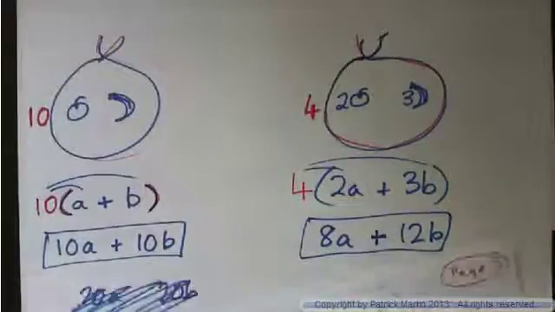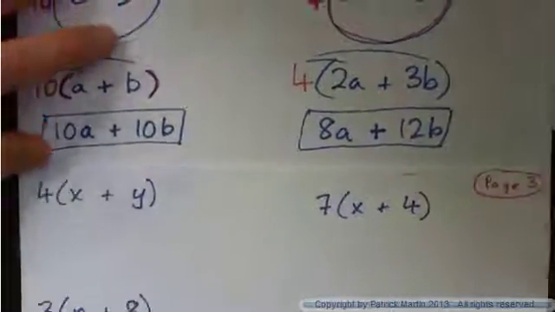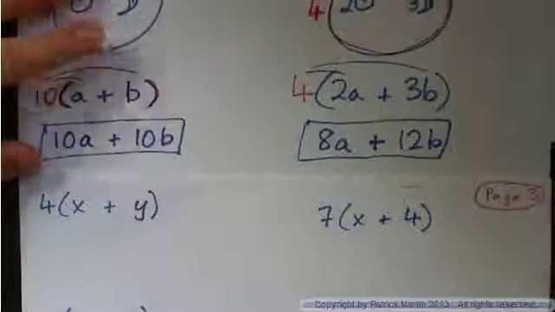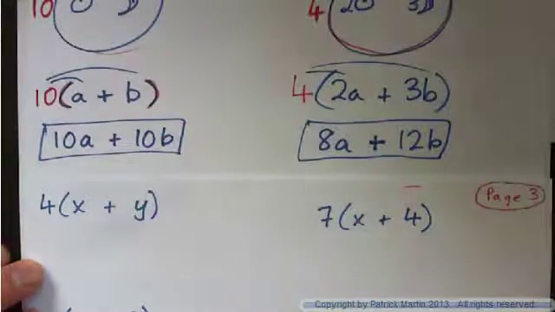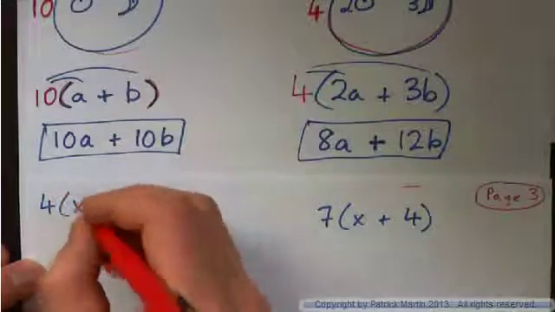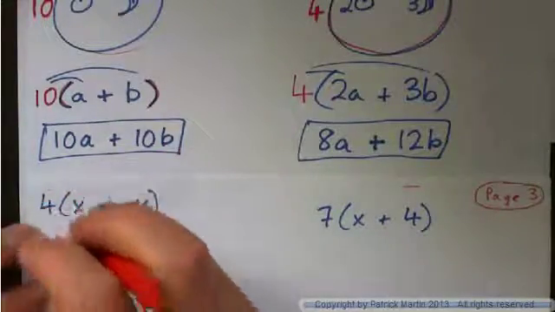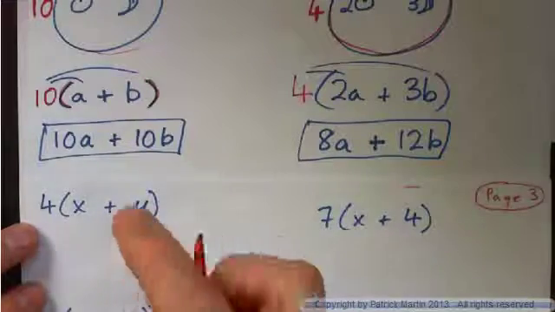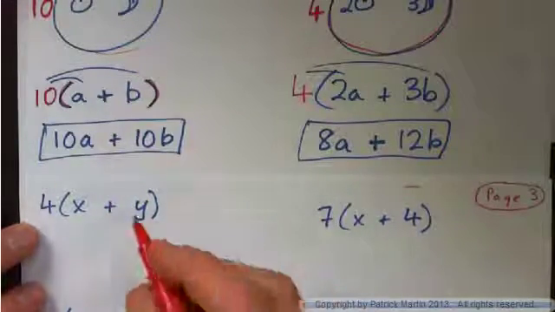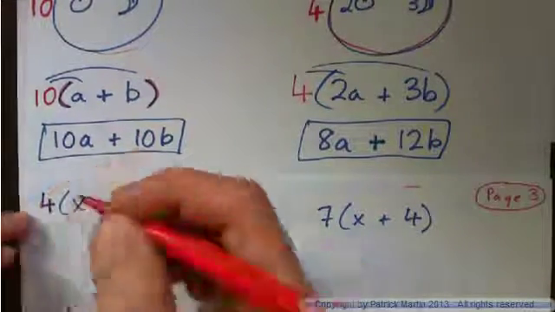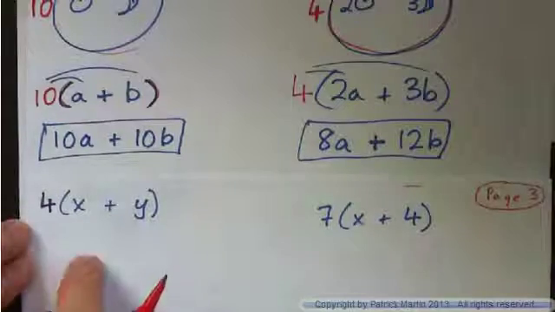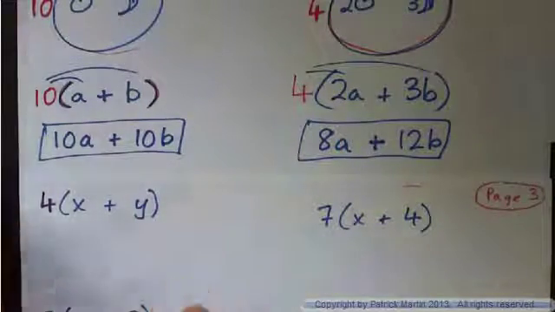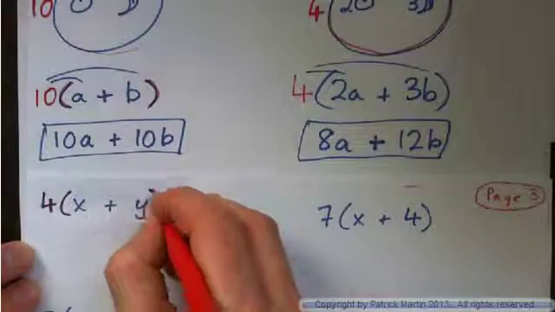So we'll go to page 3, and something like 4 times x plus y is very similar to 10 times a plus b. You could imagine x as something like a piece of candy, and y could be a yo-yo. So you've got a piece of candy and a yo-yo in a Halloween bag. You've got 4 of these bags, so how much of everything do you have? You'd have 4 pieces of candy and 4 yo-yos, because you've got 4 of these bags.